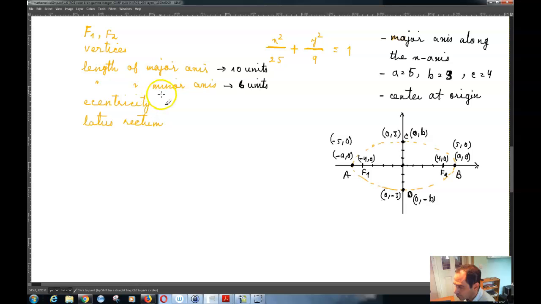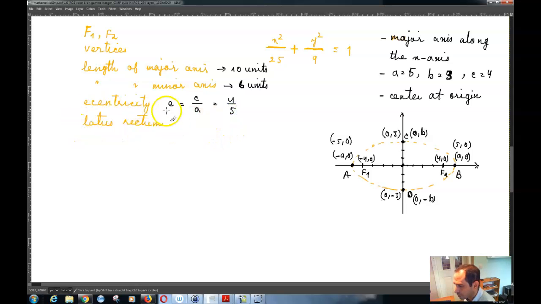Now the eccentricity, we said that the eccentricity of an ellipse is basically e is equal to c divided by a, which is equal to 4 divided by 5, which is equal to 4/5.